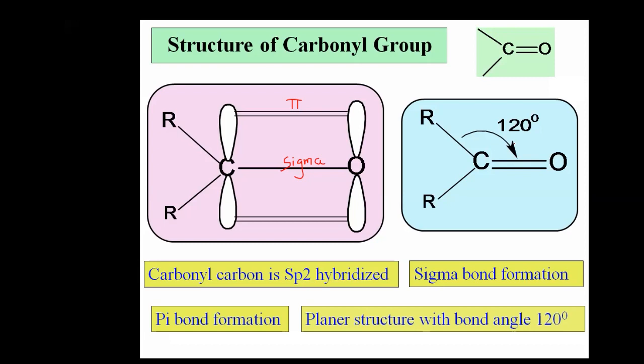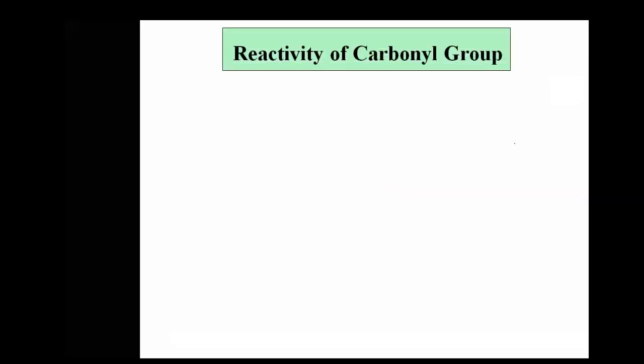Actually, we are discussing aldehyde and ketone. Aldehyde and ketone are carbonyl compounds, both having the carbonyl group, and therefore we have studied the structure of carbonyl group, because to study the chemical reactivity of aldehyde and ketone, we must know about the structure of that carbonyl group, and hence we have studied the structure of carbonyl group. Okay, now let us see the next point.